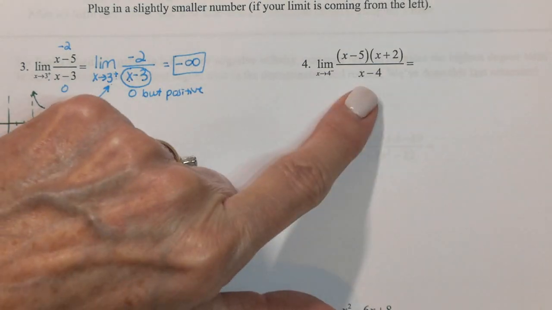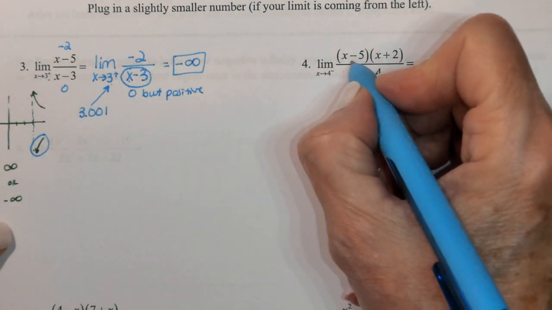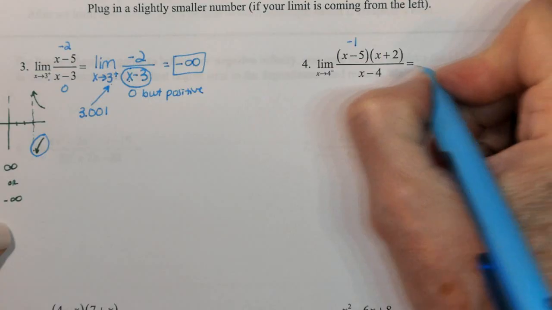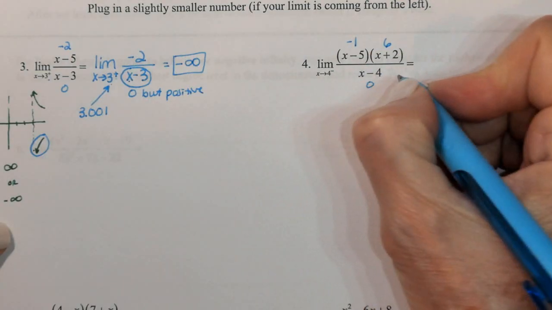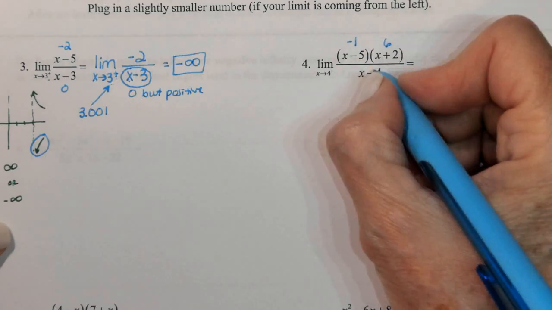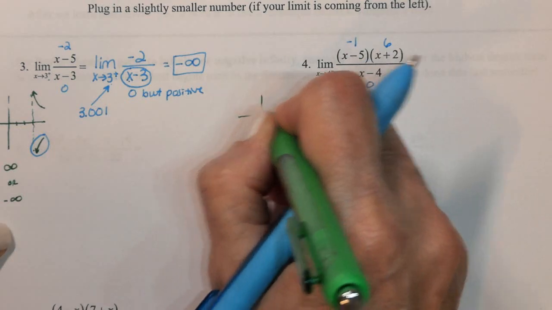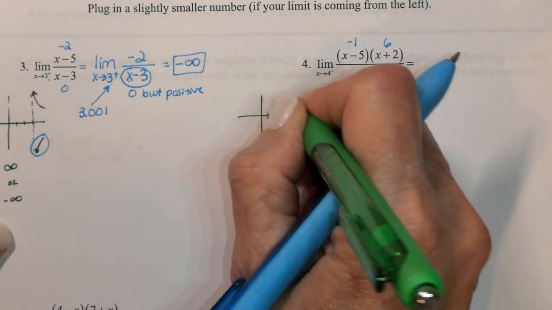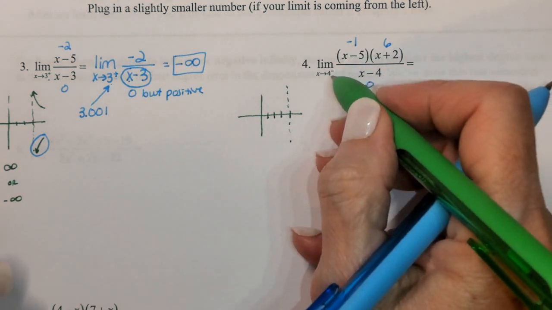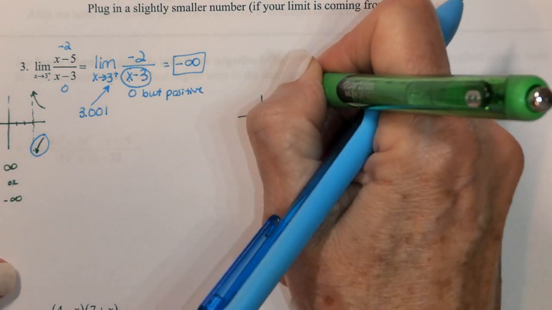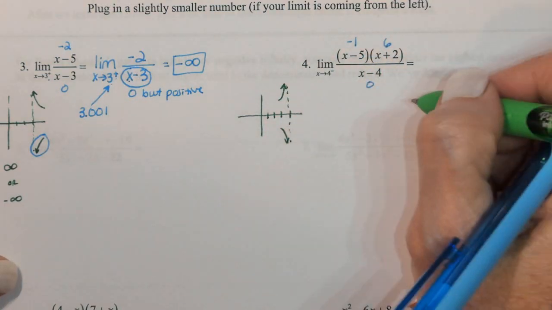Number 4. If we just plug in 4 for x, I'm going to get a -1 from this piece, I'm going to get a 6 from this piece, I'm going to get a 0 from that piece. We have got ourselves a vertical asymptote at x equals 4. I'm approaching 4 on the left. Is it positive infinity or is it negative infinity? It's got to be one of those.